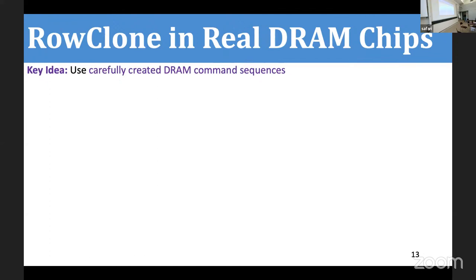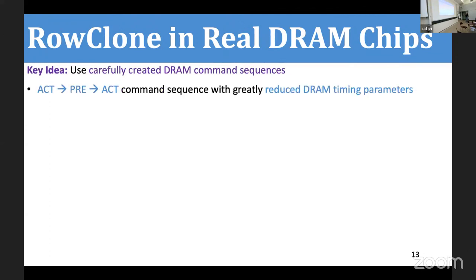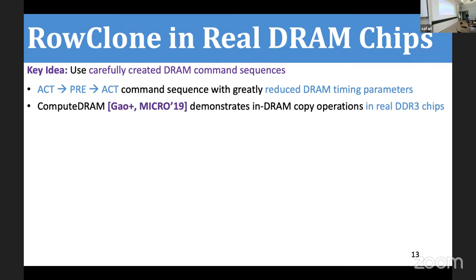Basically, the key idea is to use violated timings. So we want to reduce the timing of this command sequence, ACT, PRE, ACT. And we're going to use the timing that they use in the ComputeDRAM paper, because they already demonstrated an in-DRAM copy operation in real DDR3 chips.